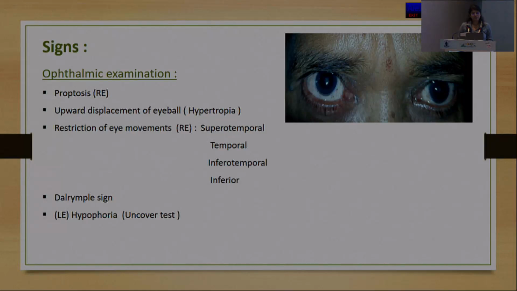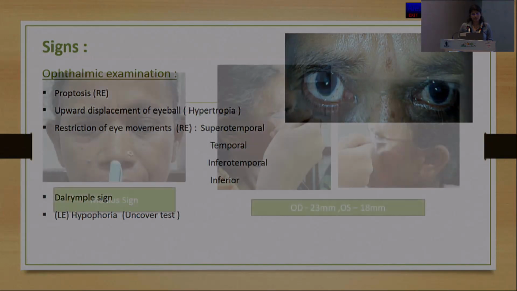On ophthalmic examination, there is right eye proptosis, upward displacement of the eyeball, restriction of eye movements in the right eye in the superior temporal and inferior temporal quadrants. There is upper eyelid retraction, and left eye hypophoria is seen on the cover test.